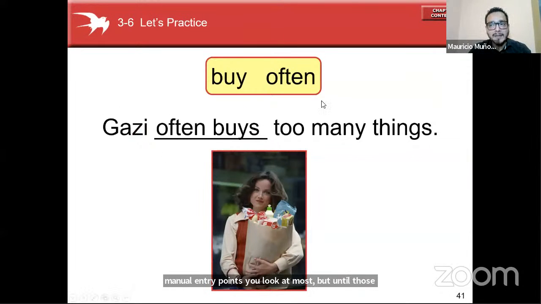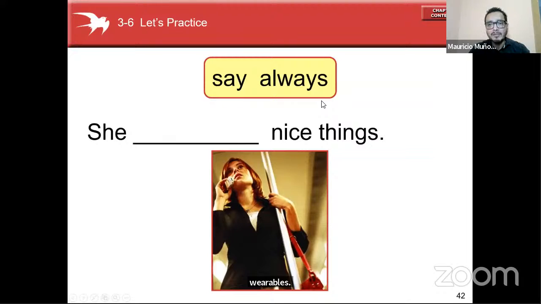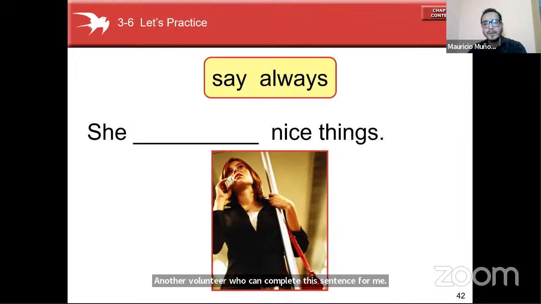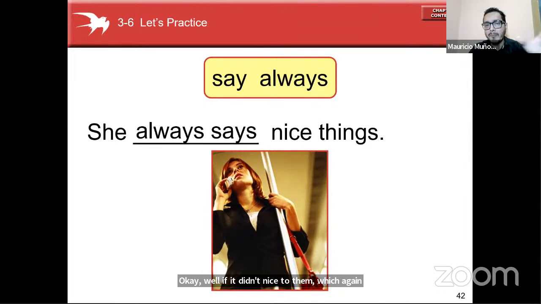That's good. Let's continue. Another volunteer who can complete this sentence for me. Okay, ¿puede repetir, Miss Tulcam? No la escuché bien. Okay, let's check it out. Remember, the adverb of frequency always goes before the verb. Thank you. Let's move on to the next exercise.